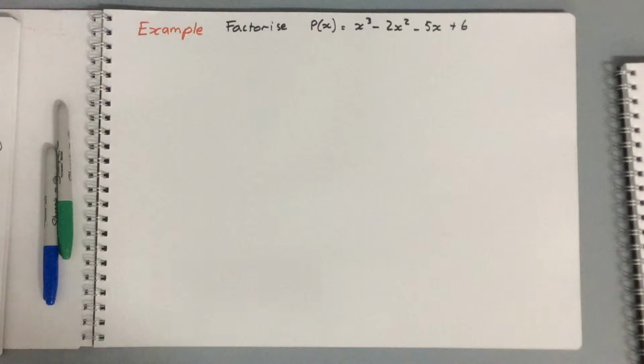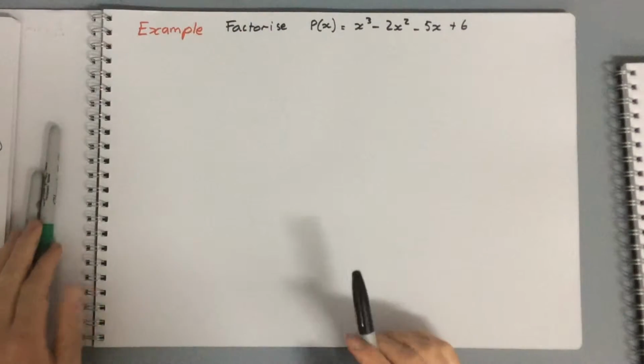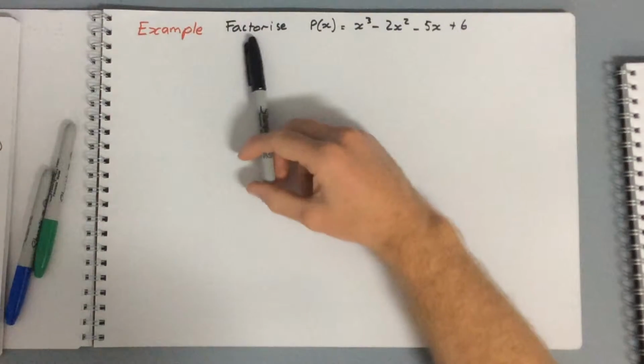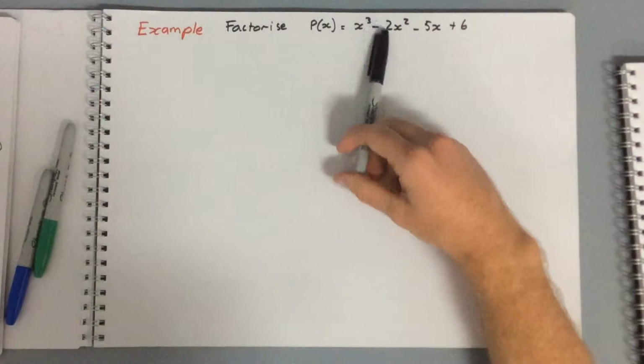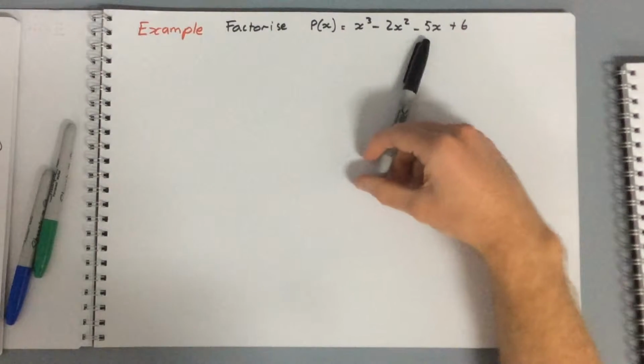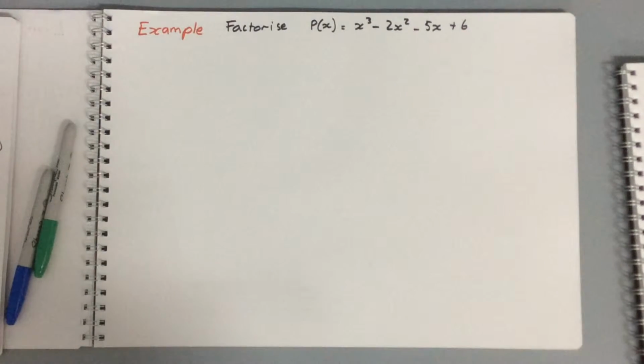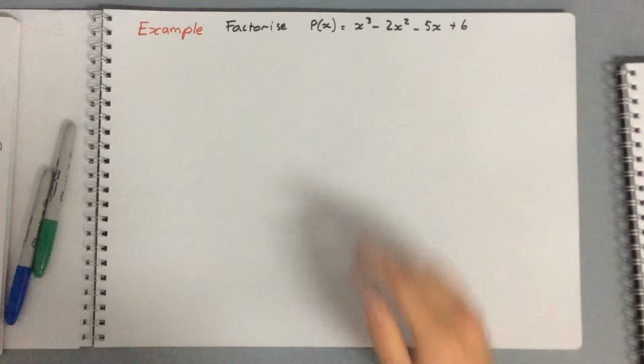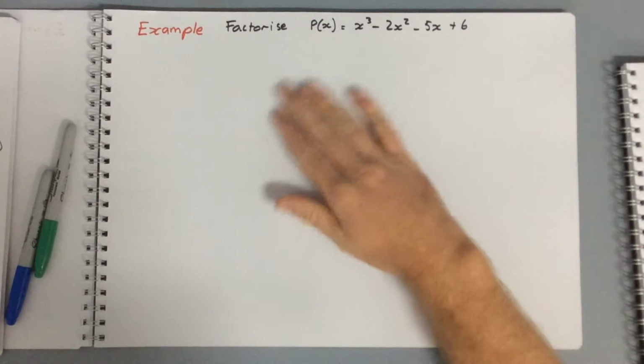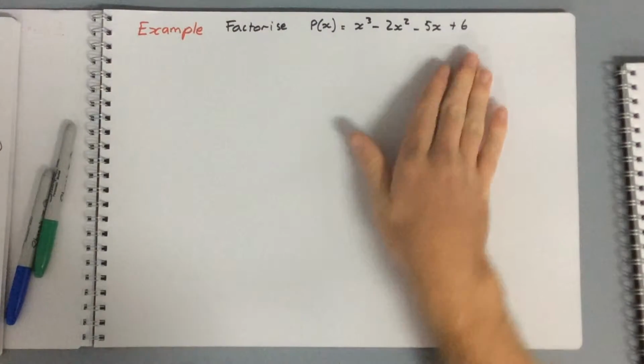Alright, in this last video, I'm just going to do one last example from this chapter. So we're basically asked to factorise this polynomial x cubed, take 2x squared, take 5x plus 6. Traditional methods are going to be quite complicated by the methods that we know of.